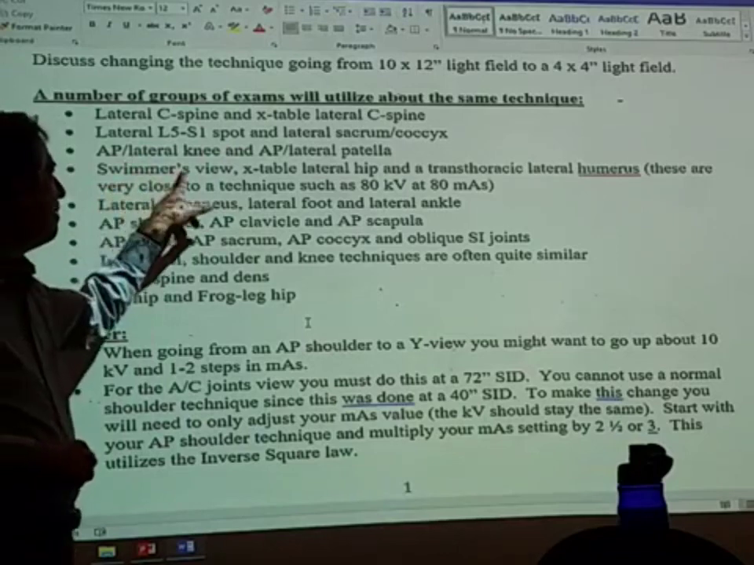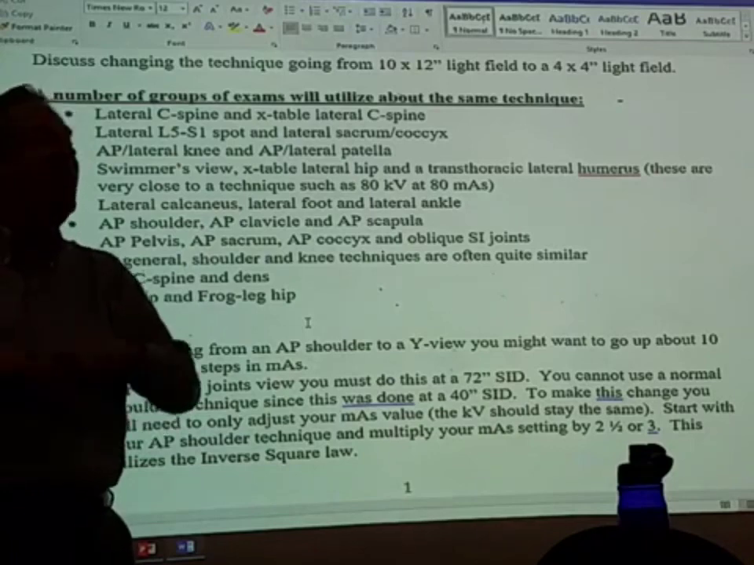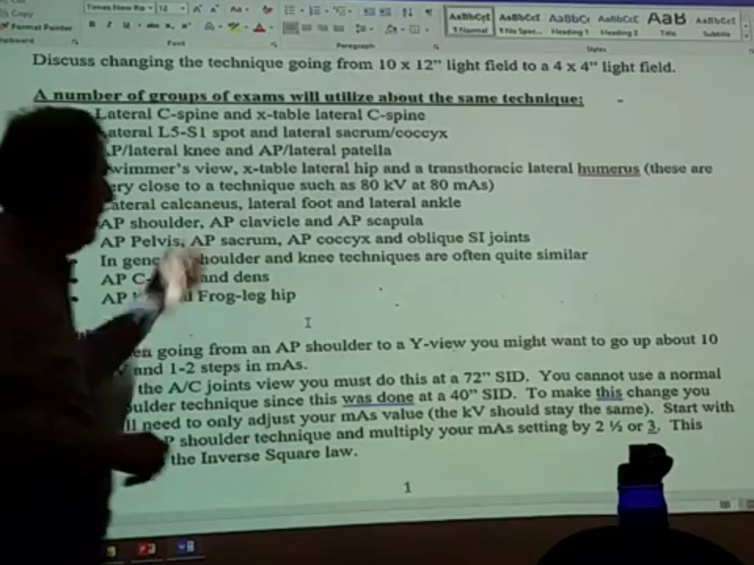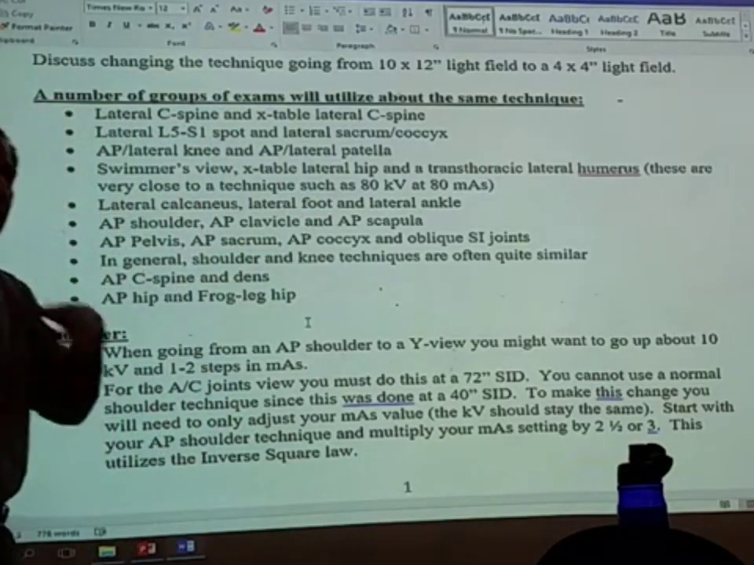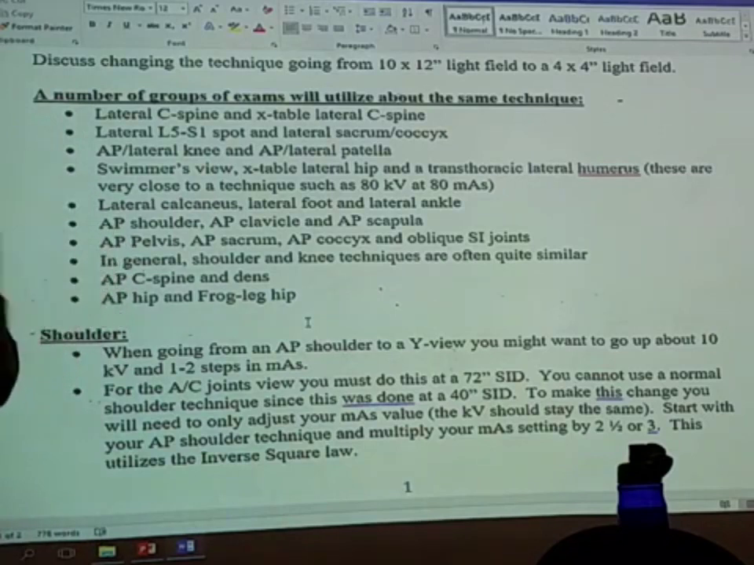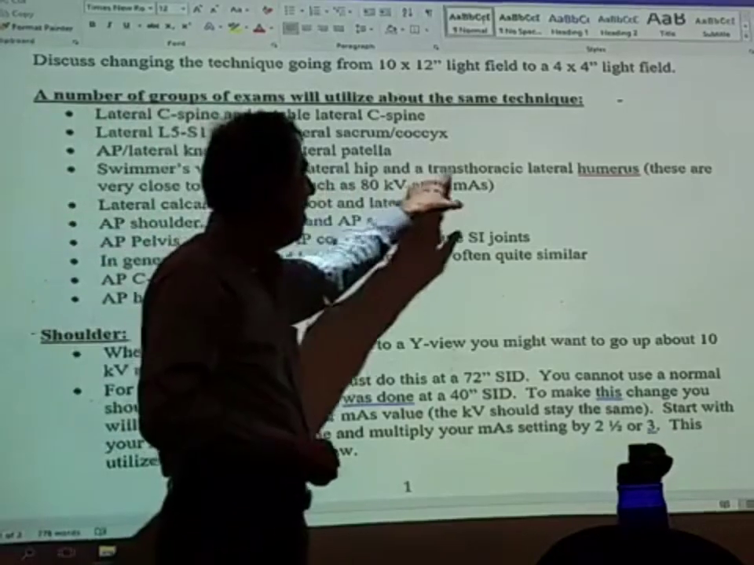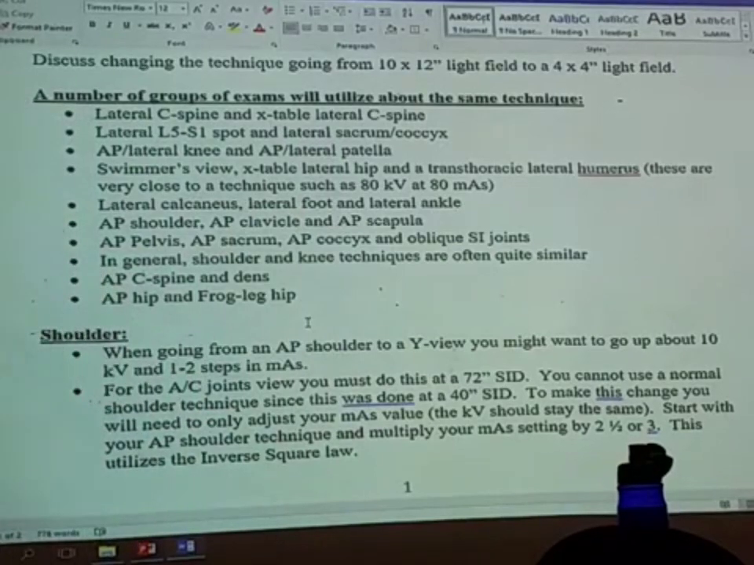This is an interesting one. A lot of people say, so what do I use for swimmers? What do I use for a cross-table lateral hip? That crazy old technique that you hear about, the 80 at 80, it's not that crazy. It actually works a lot of times. It's a little bit of a variation, but something like maybe a swimmers, and I've got some techniques I'll show you. Just maybe a little bit less kV and a little less mass, but it'll work. But the swimmers, the cross-table lateral hip, and you rarely ever do a transthoracic lateral, but that's about the same technique. Okay, and so just kind of keep those in mind.